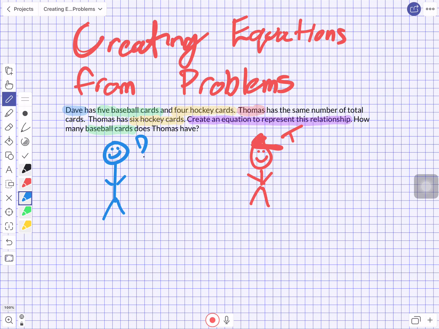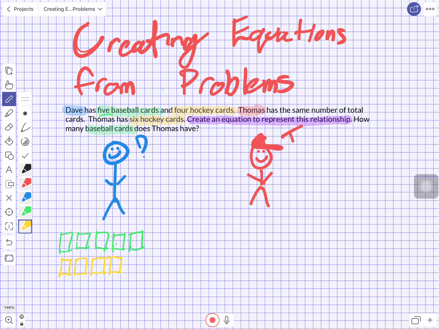And how many baseball cards does Dave have? He has 5. Great. So he's got 5. So I'm just going to put them in green here. We'll represent them in green. So there's 1, 2, 3, 4, 5. And how about hockey cards? How many hockey cards does Dave have? He has 4. 4, great. So 1, 2, 3, 4.